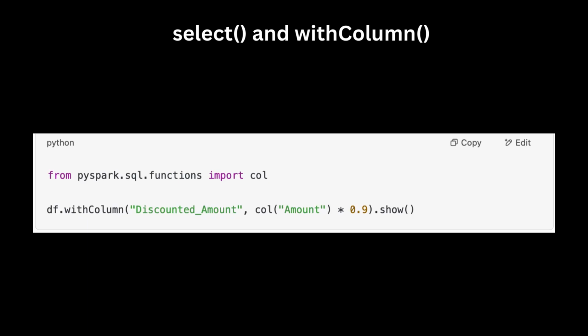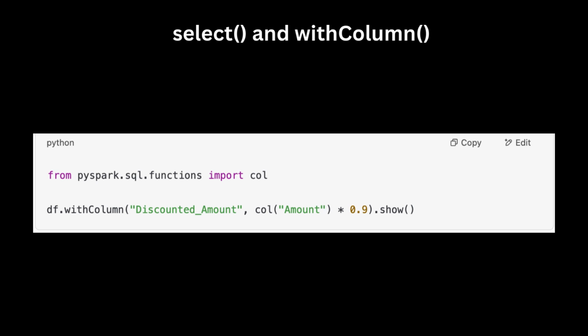Now let's see the withColumn function. withColumn means create or update columns. withColumn is even more powerful. It lets you create new columns or modify existing ones. For example, let's say we want to calculate a 10% discount on every purchase and add it as a new column, as shown. This will add a new column, discounted_amount, where each value is 90% of the original amount. You can chain multiple withColumn transformations and even use complex expressions inside it.